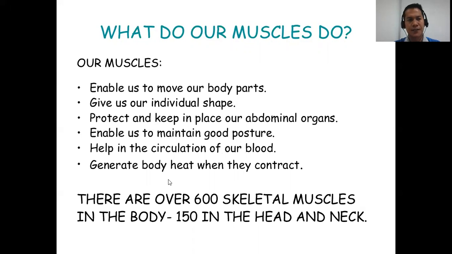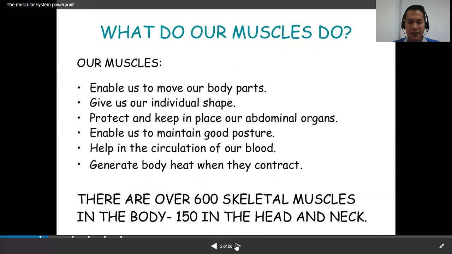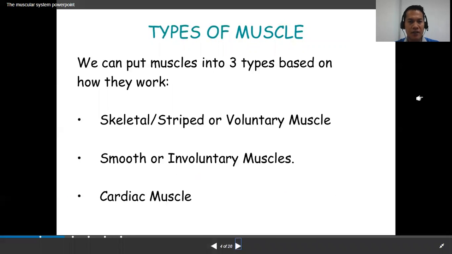There are 600 plus muscles, to be exact, 640 muscles. All right, so let's continue. There are three types of muscles. We are talking about the skeletal muscle. These are the muscles that are attached to the bones.